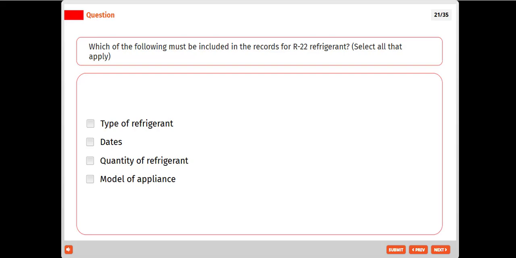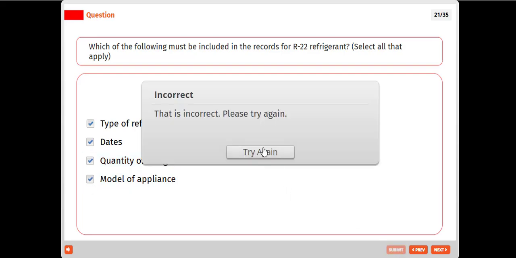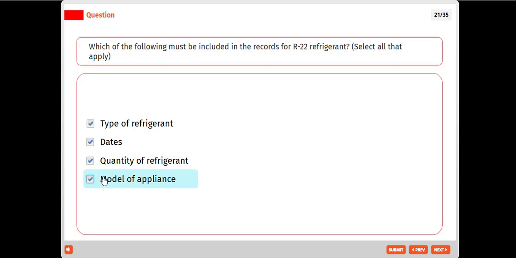Which of the following must be included in the record of R22 refrigerant? Select all that apply. Type of refrigerant, dates, quantity of refrigerant, all. Model of appliances, type of refrigerant, sure.